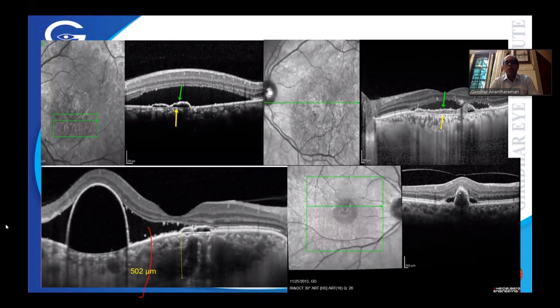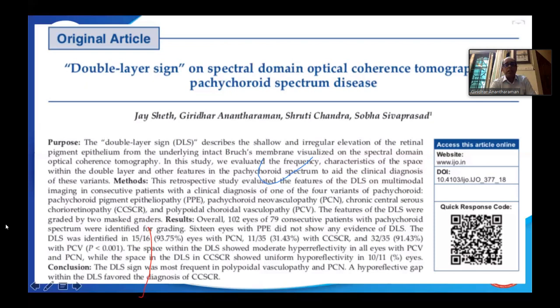On your left, we have the CSCR. On your right, you have the masquerades, the common masquerades that we see. So this is a paper. We have published a couple of papers on all these things. This is an interesting paper that we published on the double layer sign in the Indian Journal of Ophthalmology. Probably if you have the time, you can go through it. It will improve your knowledge.